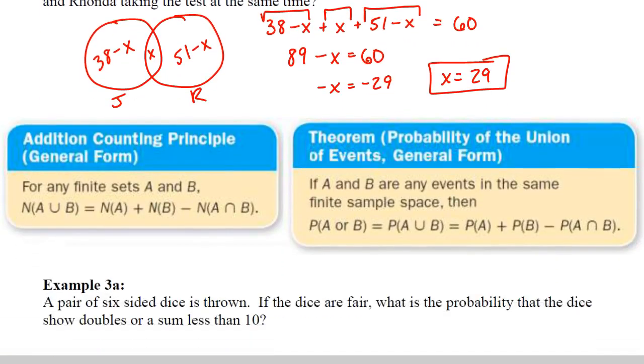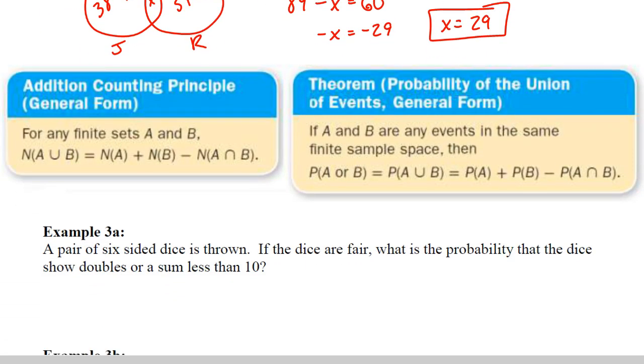Okay. Now, sometimes there are going to be events where we have event A and event B, and there's going to be some overlap. That's what we were just looking at. So here's a formula to help us figure that out without having to draw a tree diagram. These are broken up between the number of elements and the probability of those elements happening. You can look at the two formulas and see that they're pretty much identical. Just that one's dealing with the number of elements, the other one's dealing with the probability.